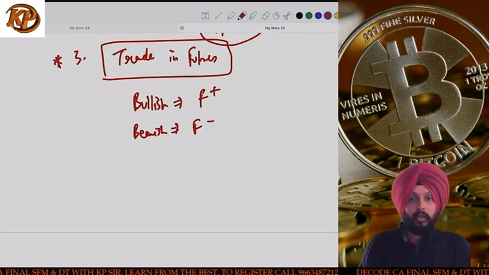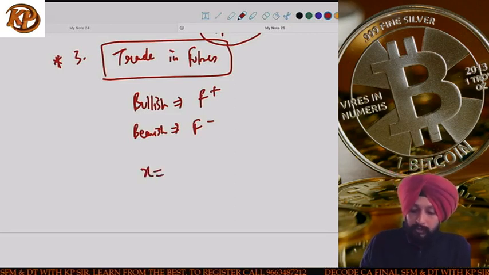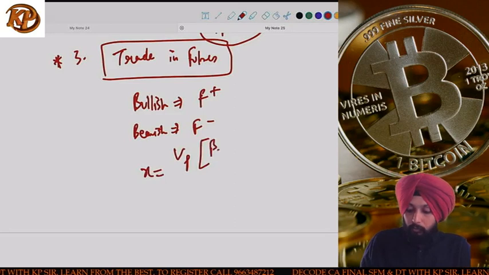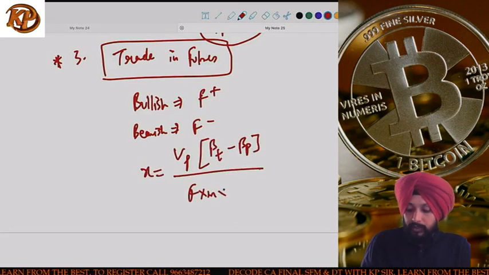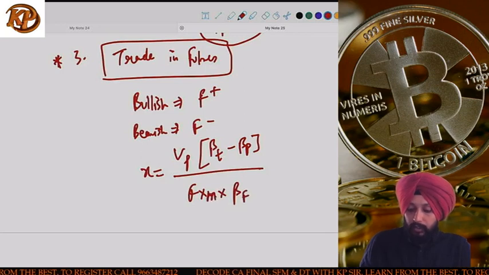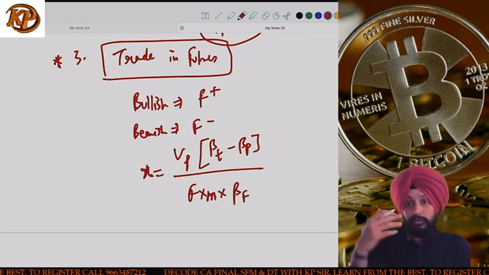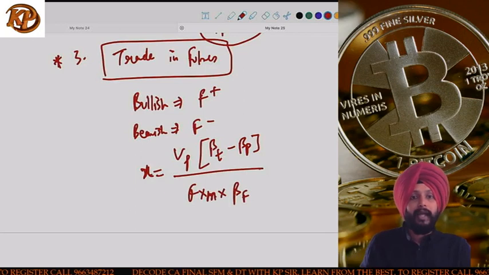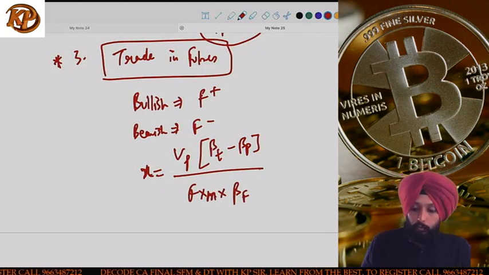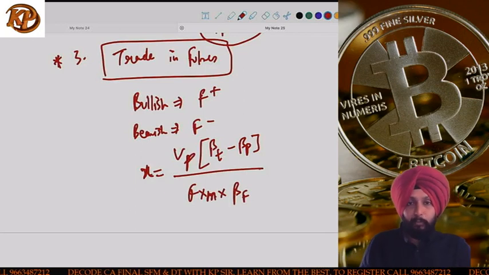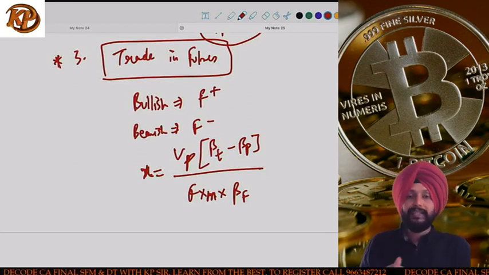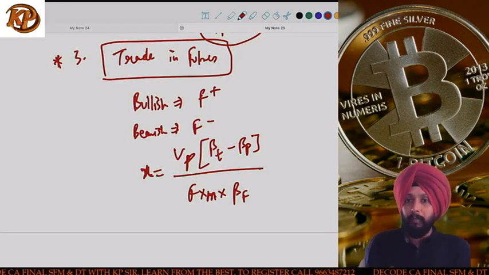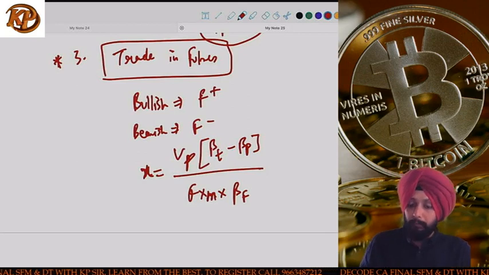Now the question is how many contracts we should take. If you remember, guys, from the maths we developed a formula in this case, and the formula was very simple. X is the number of contracts of futures which we should take to achieve target beta. X is equal to VP, which is the value of the portfolio, into (target beta minus portfolio beta), divided by F into M into beta F.